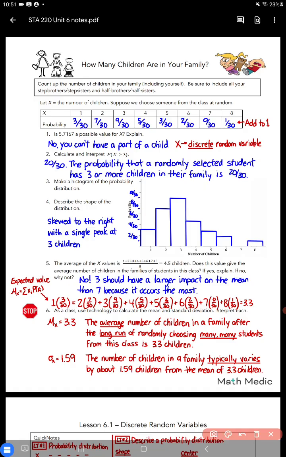If I add 3.3 plus 1.6, that would be 4.9, which falls somewhere right in there. And if I did 3.3 minus 1.6, that would be 1.7, which is somewhere right in here. It's telling us most people fall in this section of the graph, which makes sense. That's where our taller bars are on the histogram. So that's how we interpret standard deviation.